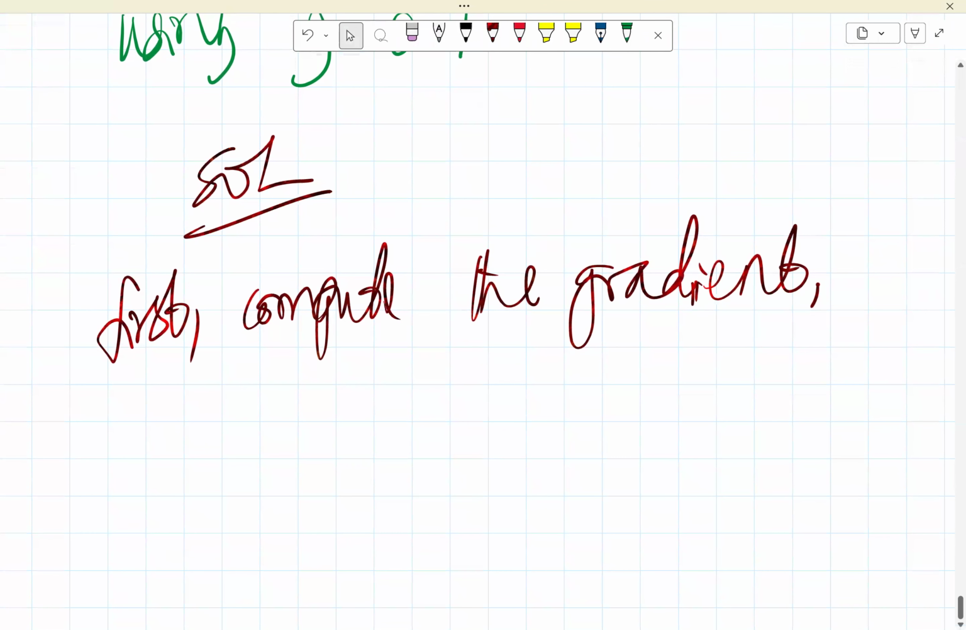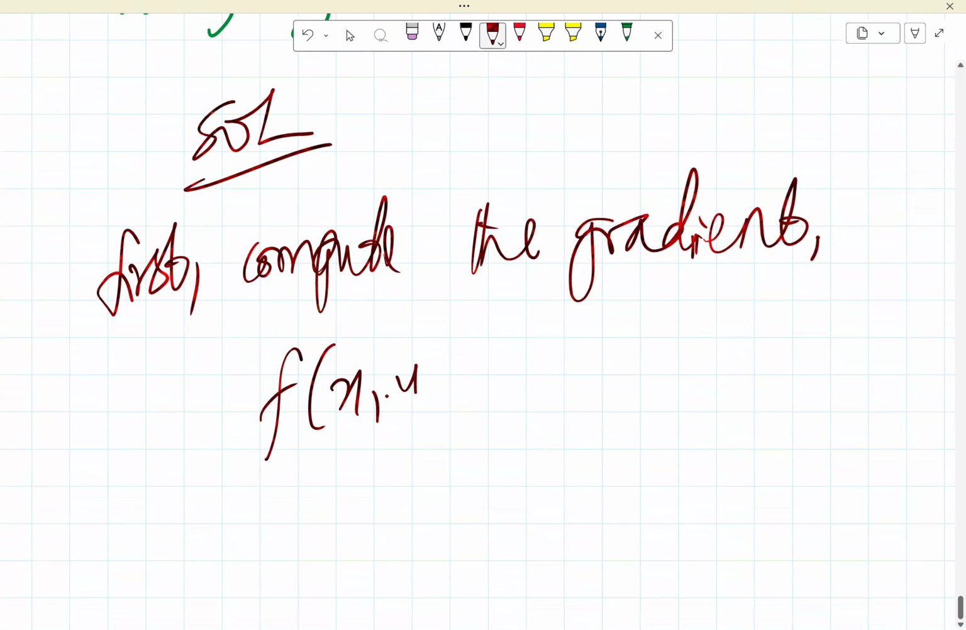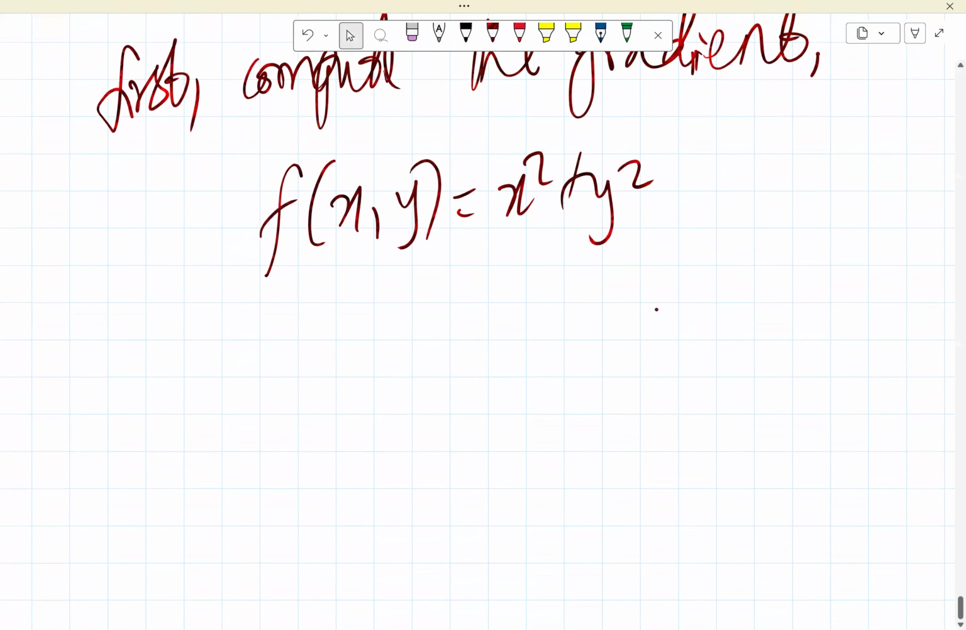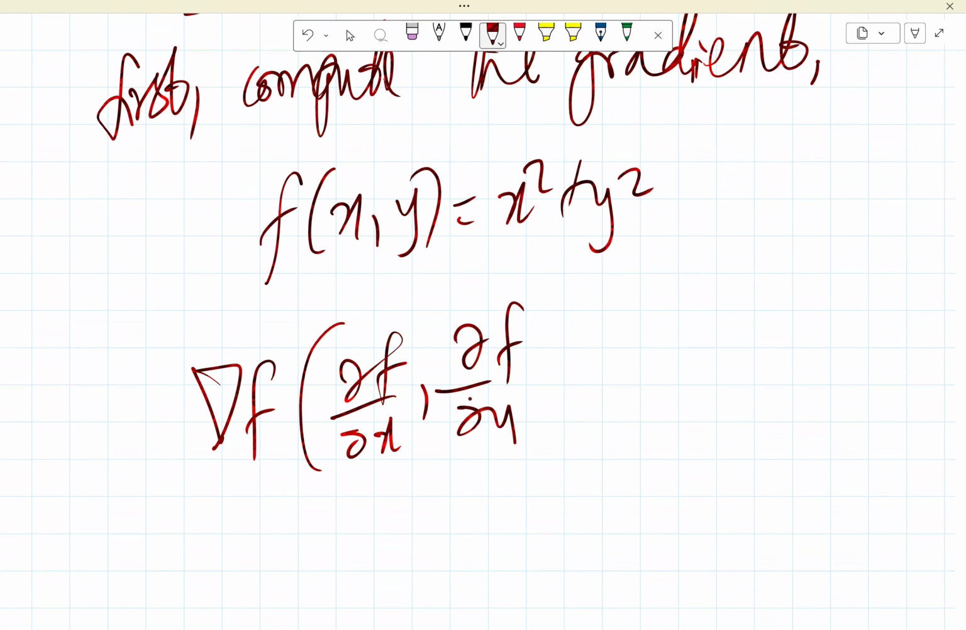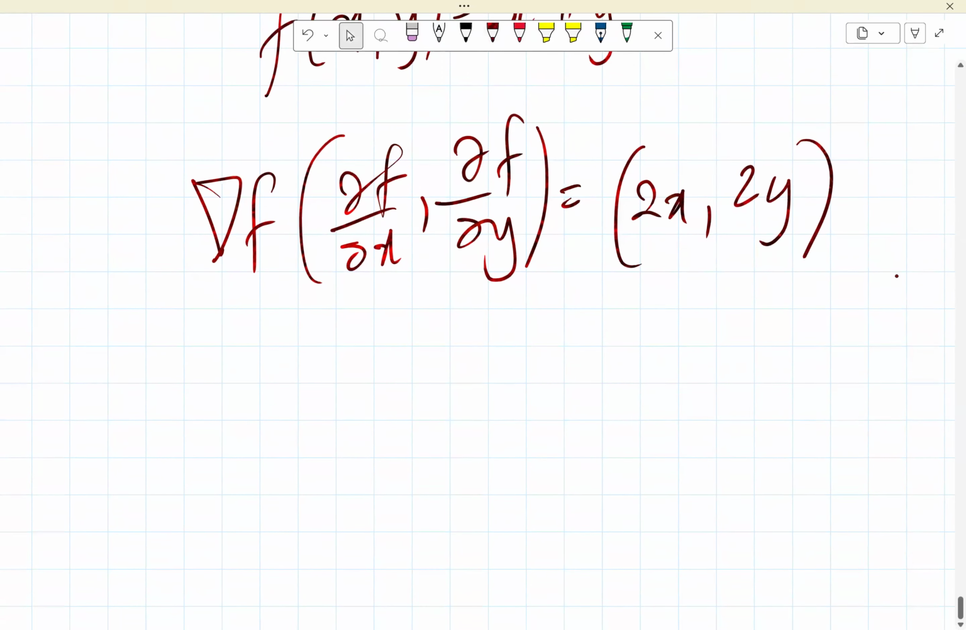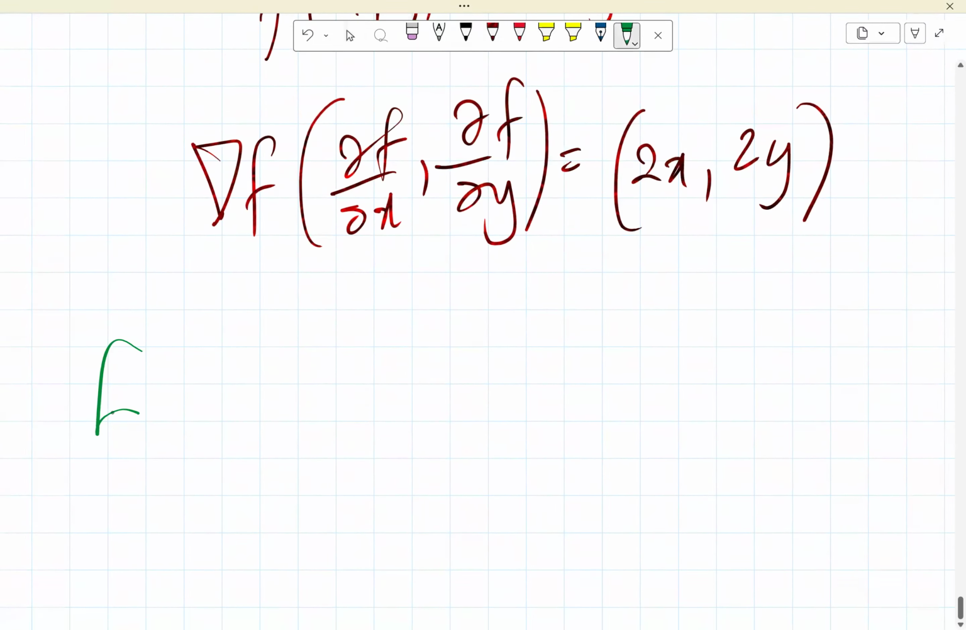So again, you have f of x comma y equals x squared plus y squared. So the grad of f will be partial f partial x, comma, partial f partial y. That means you differentiate with respect to x, that's 2x, and with respect to y, that's 2y.